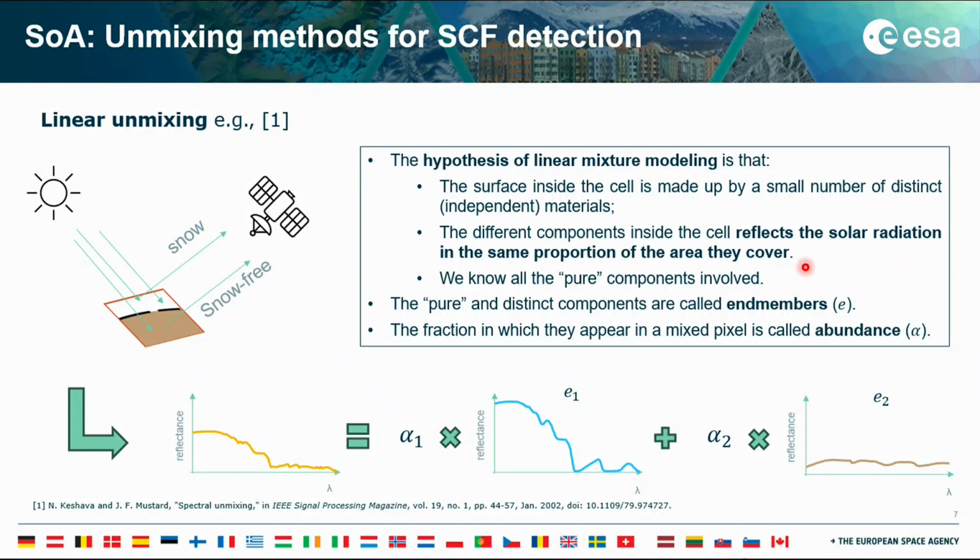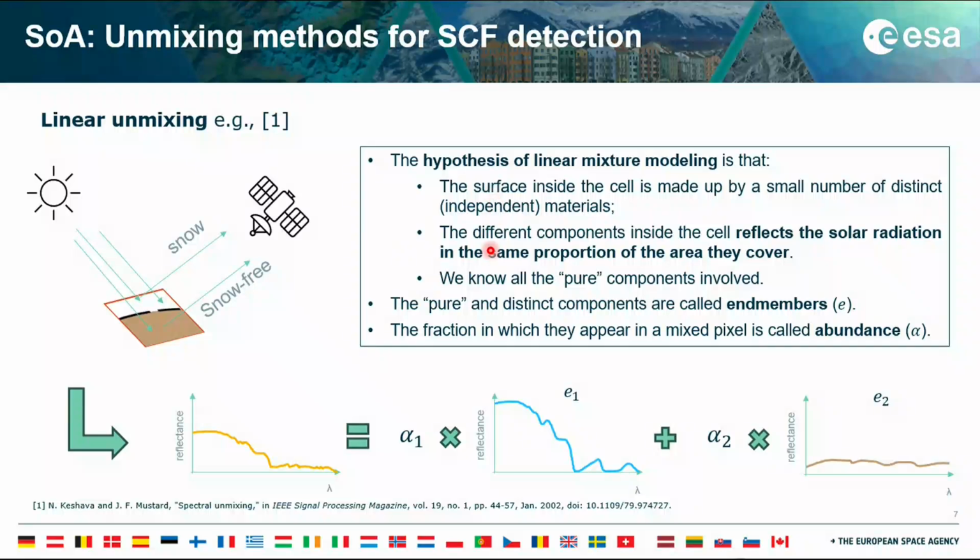Then the second thing, and this is the most important, is that the photons that are reflected from this cell are in proportion with the area of each of the components. So if you have a majority of snow in this resolution cell, that means that the majority of the photons are coming from this part of the terrain covered by snow. And of course, it's not just a proportion, but should be a linear proportion.